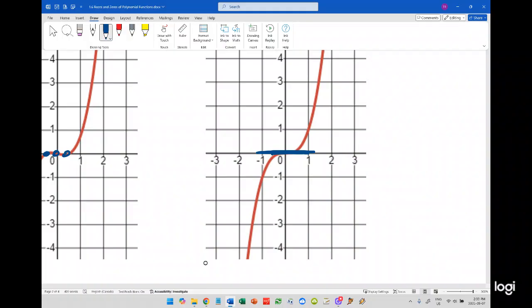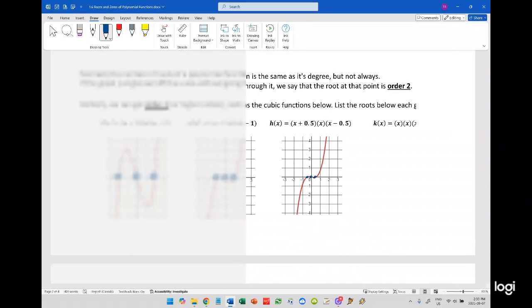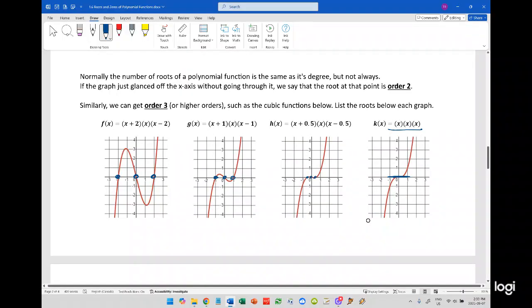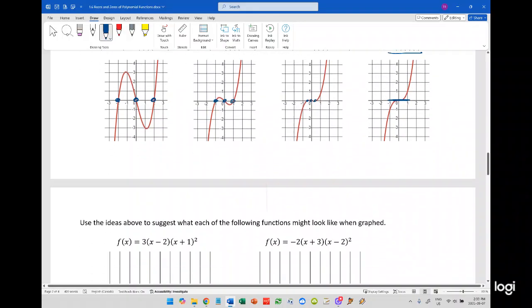Now, I will say that to be really technical, we could have something that does this that's an order 5 or an order 7 or an order 9 root. They're almost impossible to distinguish, so we're not going to deal with them. If it touches the axis just once, it's order 2. If it goes flat as it goes through it, it's order 3. And if it just goes through diagonally, it's order 1, it's a normal root. So let's see if we can actually apply that.